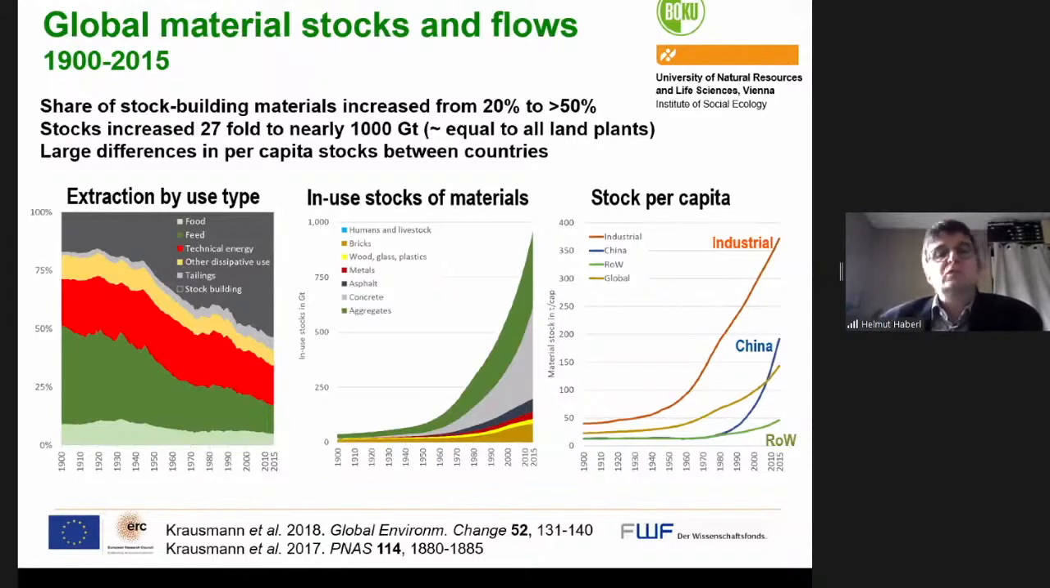And there are, of course, large differences between different regions. In the rightmost picture, you see industrial countries where the stocks still grow like mad. You see the global average. You see one country that really plays a global role, meanwhile, in these terms, which is China, that has reached almost half the level of the industrial region, and the rest of the world, which is still pretty low in terms of material stocks accumulated per capita throughout time.